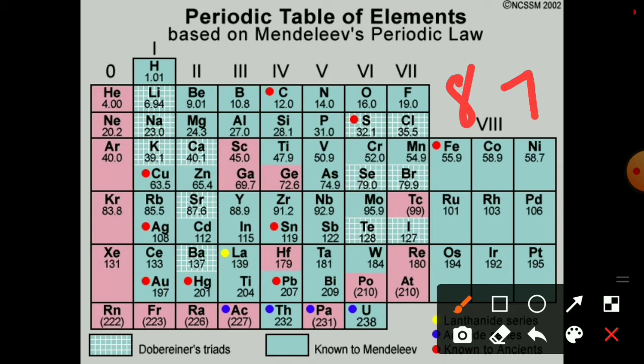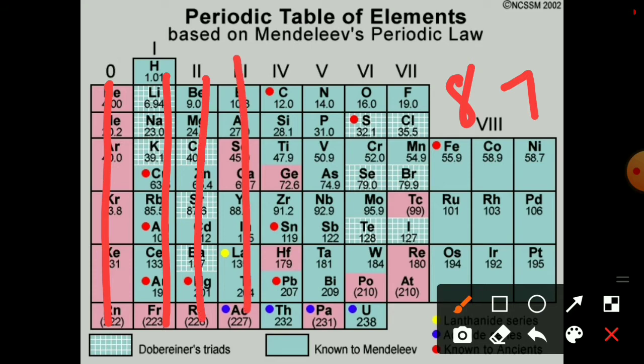Groups are those present in the vertical columns like these. These all are the groups. That means 1, 2, 3, 4, 5, 6, 7 up to 8 groups only. Again, there are 7 periods, 1, 2, 3, 4, 5, 6, 7, which are present in the horizontal rows. Those in the vertical columns are groups. In total there are 8 groups and 7 periods.